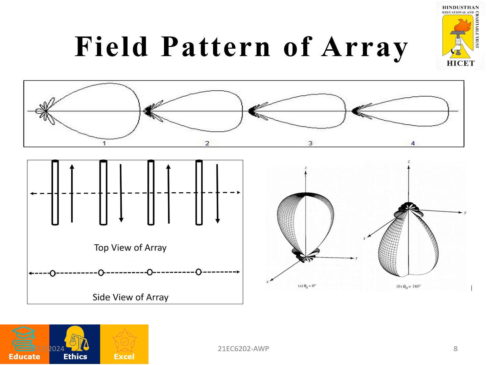So this is the field pattern or radiation pattern of the end-fire array. Here the antenna elements are arranged parallel to the array axis. So the radiation pattern is along the x-axis, and the minor lobes are in the other directions.